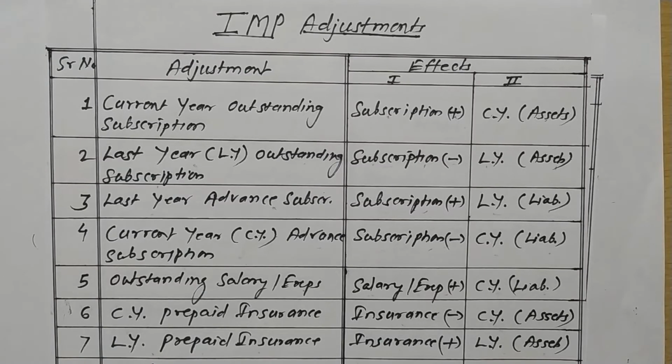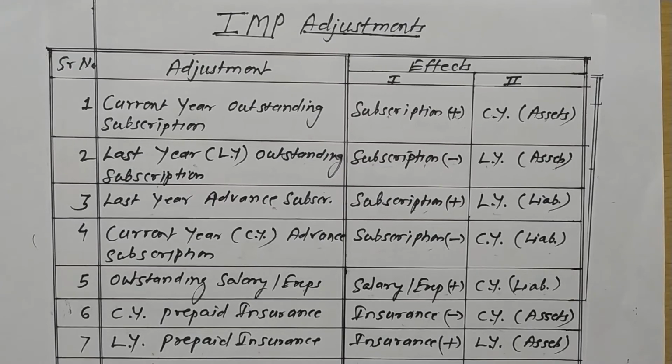Third adjustment, last year advance subscription. Some of the members paid in advance in the last year. It is the income of the current year. Therefore, it is added in subscription, and second effect will appear on last year liability side.